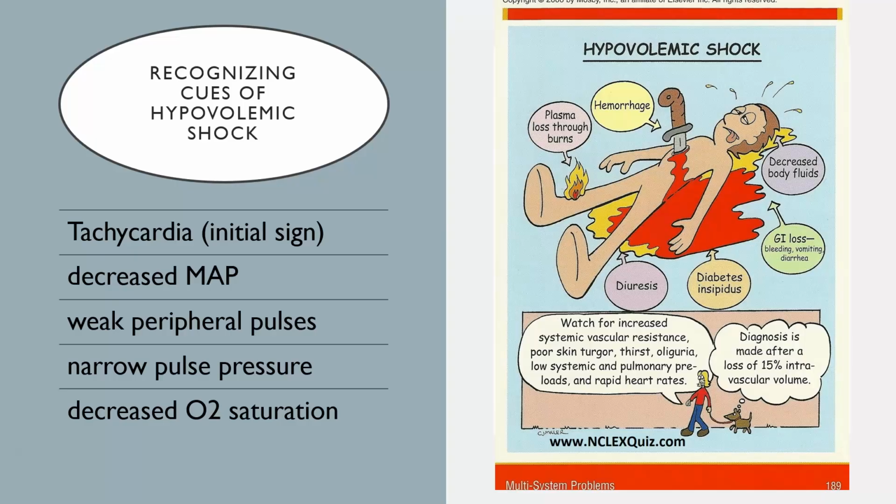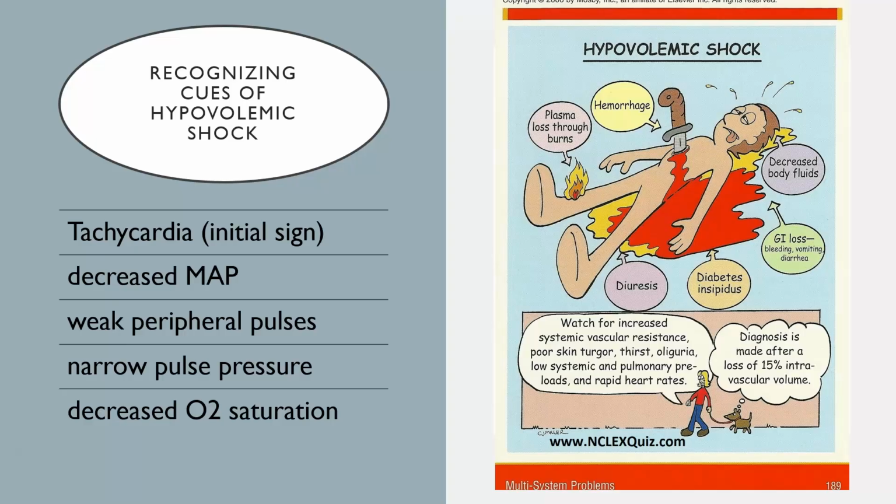So recognizing those signs and symptoms of hypovolemic shock. You don't have enough fluid. Your tissues are not getting oxygen. So your heart's going to say, I'm going to speed up. I'm going to get faster because I got to get this oxygen to the tissues. The problem is there's no blood flow through there. There's not enough fluid to pump to the tissues. You're going to see a decreased mean arterial pressure. So you're going to be vasodilated, hypotensive, weak peripheral pulses, narrowing pulse pressure. Now, pulse pressure is the systolic versus the diastolic.